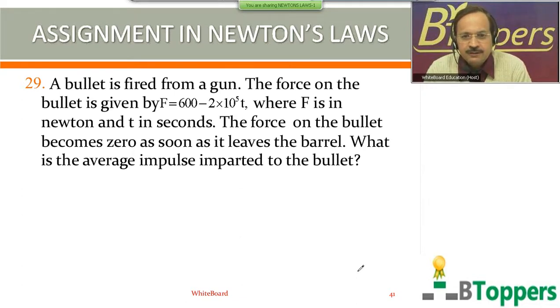A bullet is fired from a gun. The force on the bullet is given by F equal to 600 minus 2 into 10 to the power of 5 into t, where F is in Newton and small t is in seconds. The force on the bullet becomes 0 as soon as it leaves the barrel. What is the average impulse imparted to the bullet?